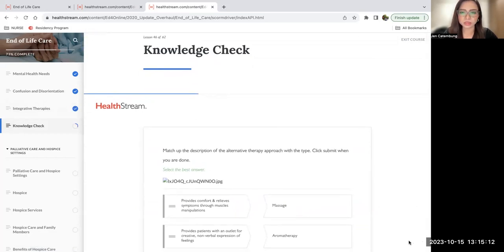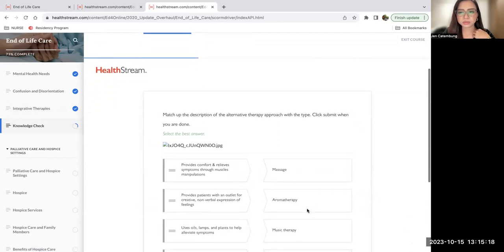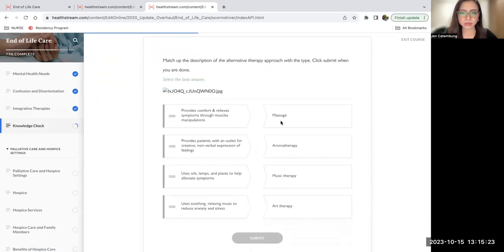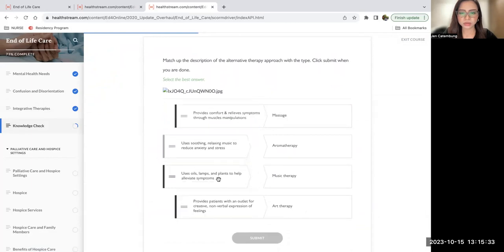Match up the description of the alternative therapy approach with the type. Submit when you are done. So massage provides comfort and relieves symptoms through muscle manipulation; art therapy provides patients with an outlet for creative nonverbal expression; aromatherapy uses oils, lamps, and plants to help alleviate symptoms; and music therapy uses soothing, relaxing music to reduce anxiety and stress.